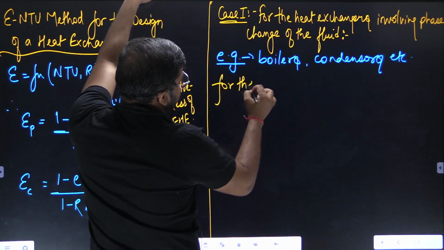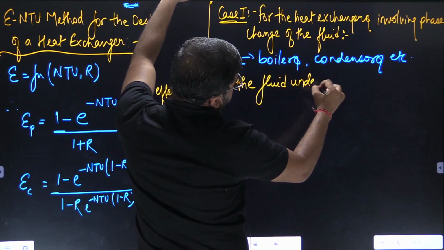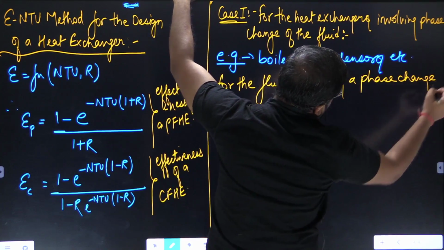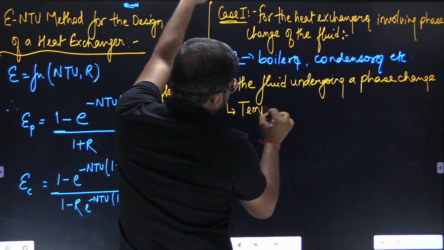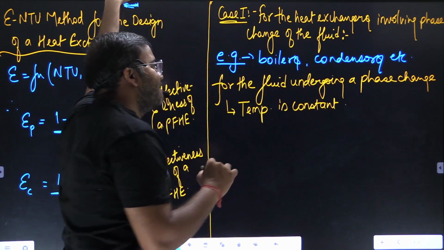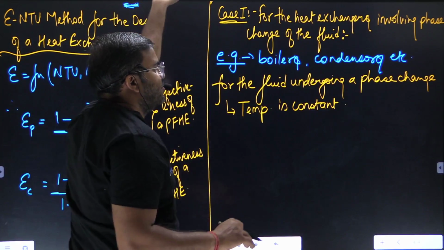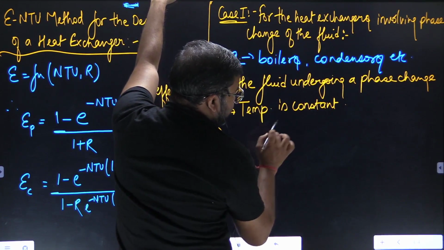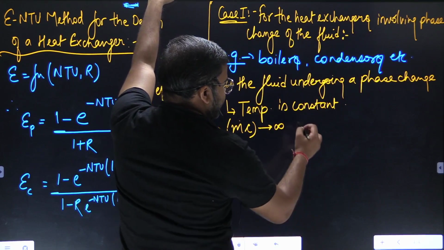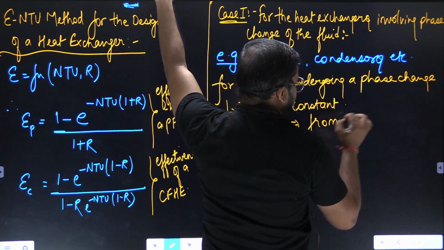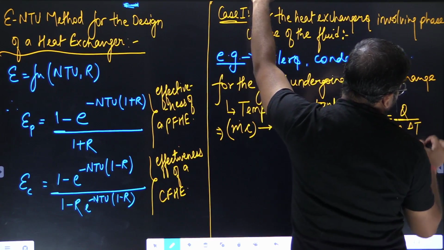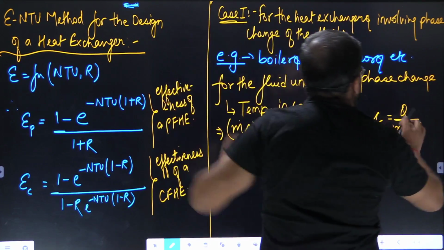For the fluid undergoing a phase change, the temperature is constant, means that the phase is changing at a constant temperature, right? Temperature is constant, fixed. At fixed temperature the phase is changing. It means that m dot into C will tend to infinity. We have seen from thermodynamics, I have told you that specific heat equals Q by m into delta T. So if delta T tends to 0, C tends to infinity.